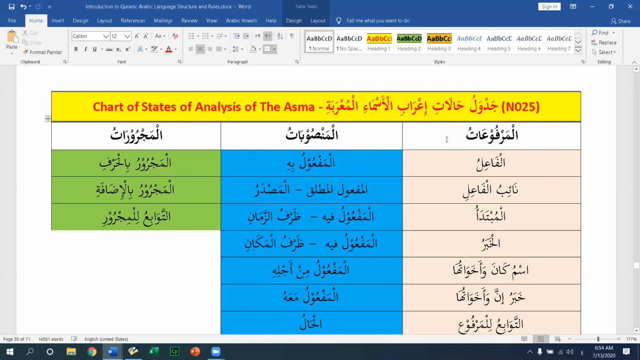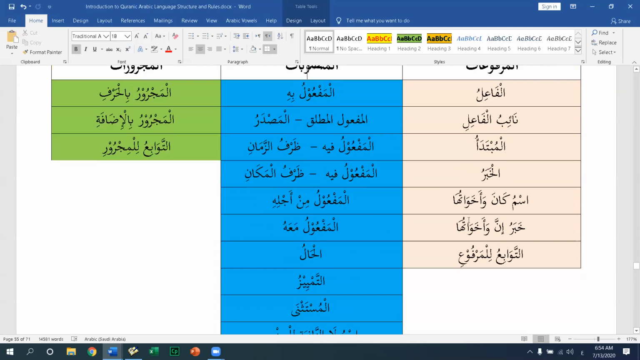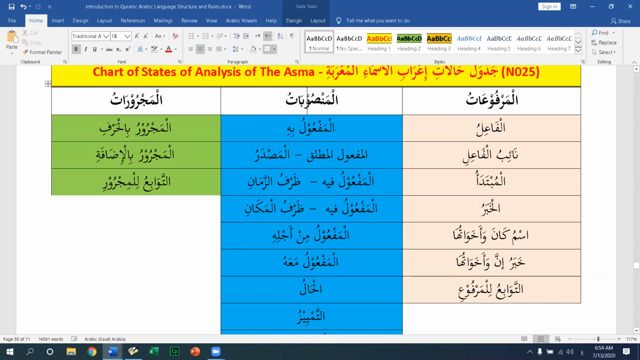al-mansubat, and al-majrurat. And within each column, I put a list of the most popular states of words that are marfu' here, this one mansub, and then majrur. There are only 3 states in which an ism would be majrur, or in a state of jar.